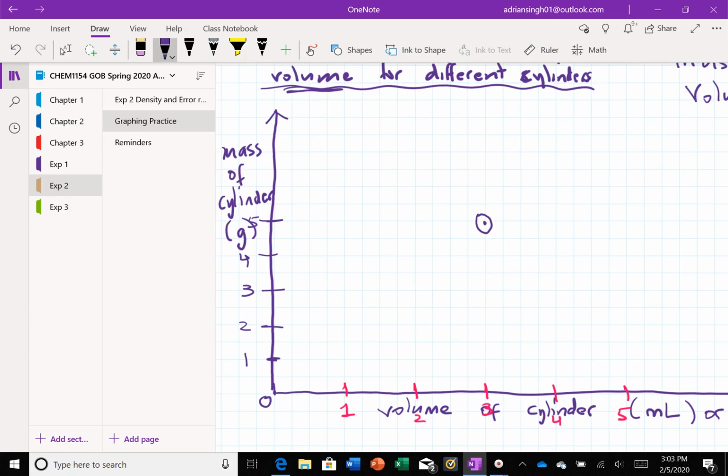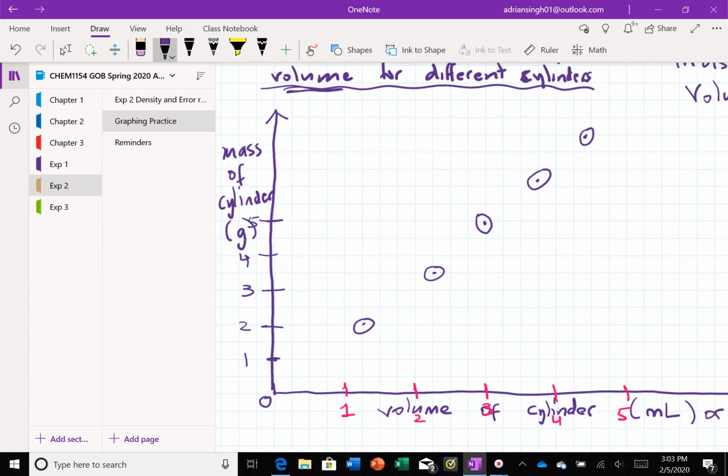So you're going to be doing that for all of the cylinders that you recorded for the metal that you chose. So let's say I have some other data points that happen to be like this. All right, so you have 1, 2, 3, 4, 5 of those data points. All right, and those are the data points for my metal. So the next thing you're going to do is draw your line of best fit that goes through as many of those points as possible, but it also has to go through the origin down here at the bottom.